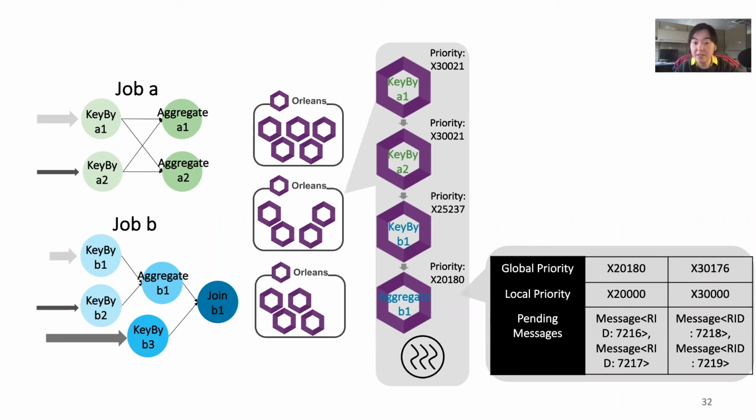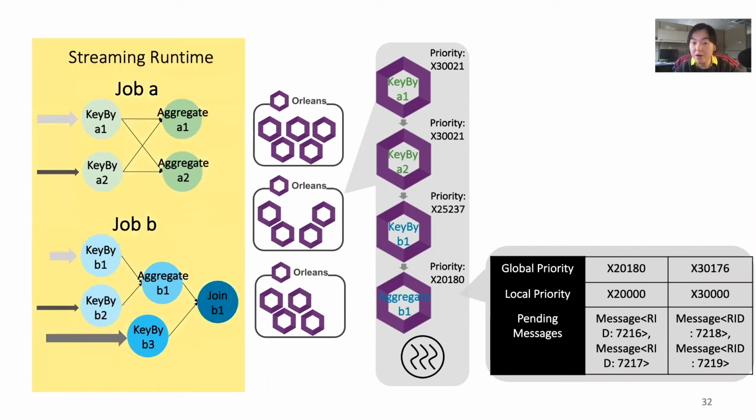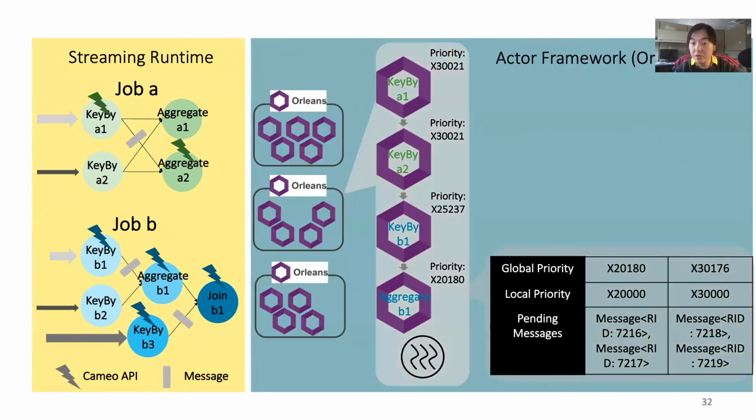Cameo's design spans two layers. In the streaming runtime, Cameo exposes a priority generation API that allows a custom scheduling strategy to generate and modify priority for each message. Inside the actor framework, the Cameo scheduler dynamically orders messages based on message priority while remaining stateless to query-specific information. For a pair of highlighted communicating operators here, we show how this process works as follows.